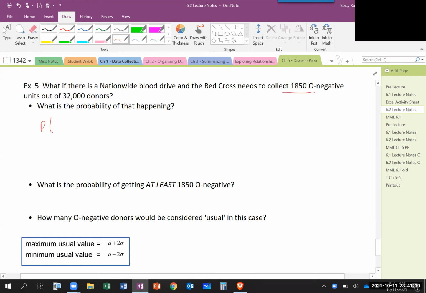So the question says, what is the probability of collecting 1,850 O negative people? How would I write that probability statement? P, capital P, and X is greater than... No, or is it just exact? It's exact, right? This is the one where it says I need 1,850. We all see that? It doesn't say I need at least 1,850. It doesn't say I need at most 1,850. It just simply says 1,850. That's an exact statement, so that is an equality symbol. That is equal to 1,850.